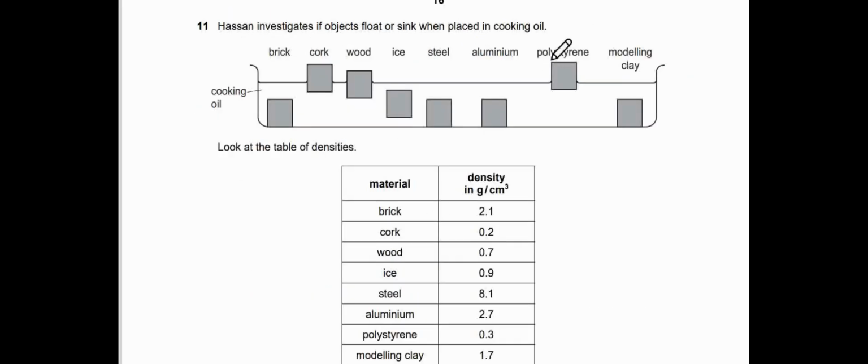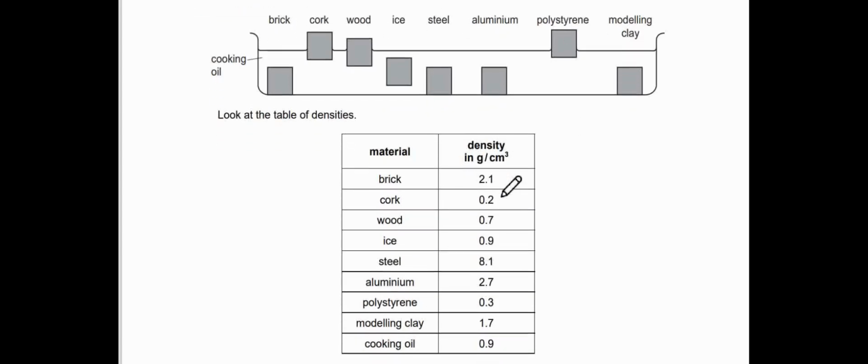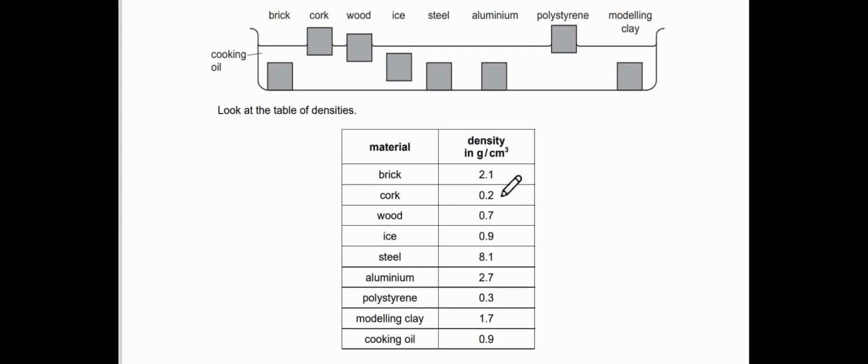Now in question 11, Hassan investigates if an object floats or sinks when placed in cooking oil. This is the cooking oil, and these are all the different materials. Look at the table of density. You can see that cooking oil is 0.9 and brick is 2.1. That's why the one with greater density sinks, and the one with less or equal density, like ice at 0.9, will float.